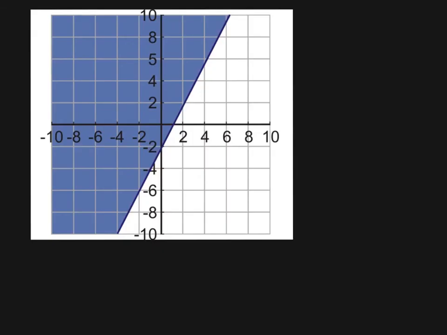Okay, now on this one, we're going to do the opposite. This one I'm going to write an inequality. So in order to write an inequality, I need to find out what m and b are, and then I'm going to write my inequality.